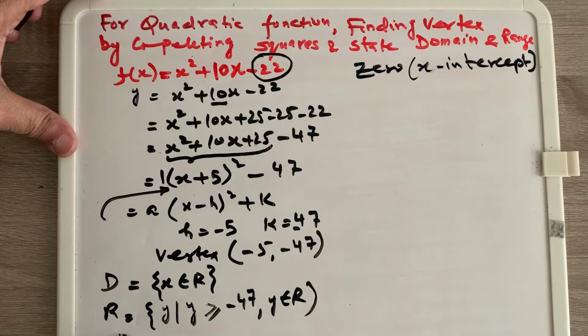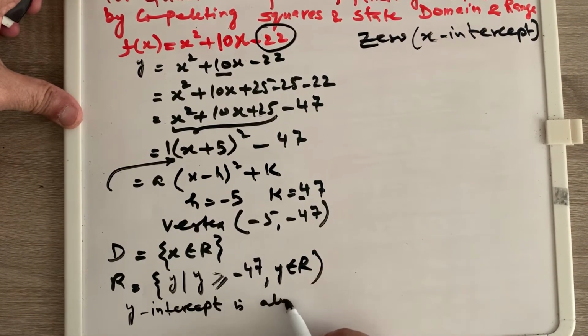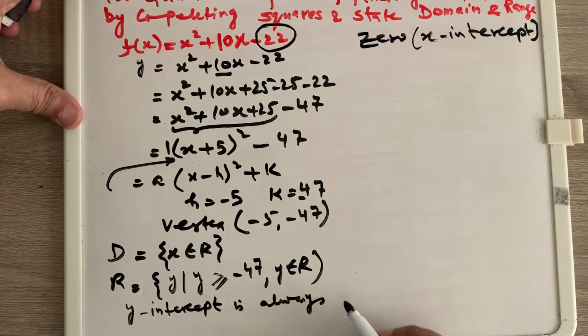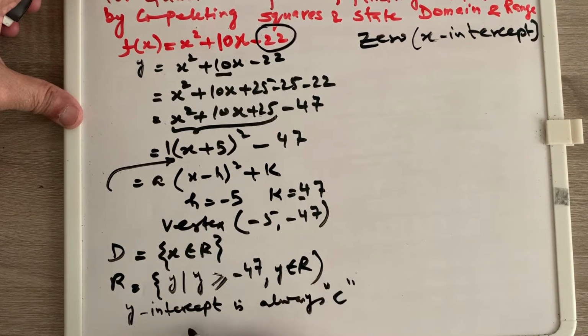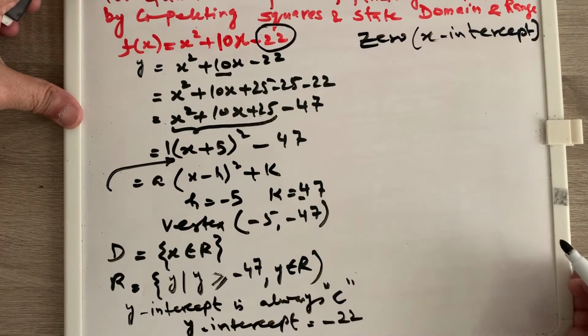So I can write here for you. Y-intercept is always the c value of the function, right? Ax square plus bx plus c, the value of the function, always c. So y-intercept is, in this case, minus 22. So y-intercept is easy.